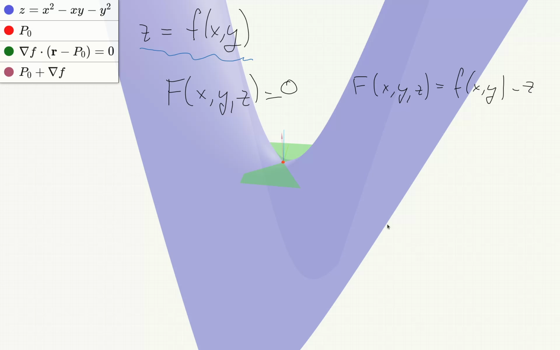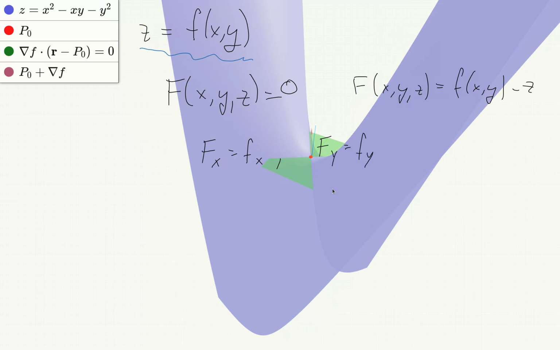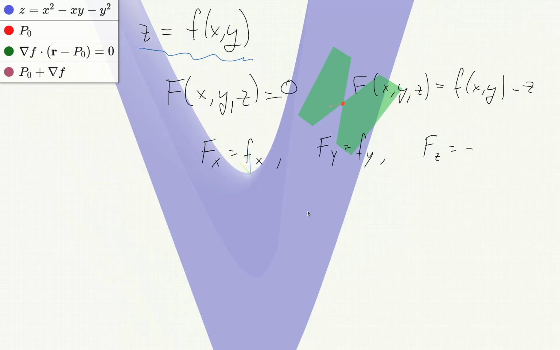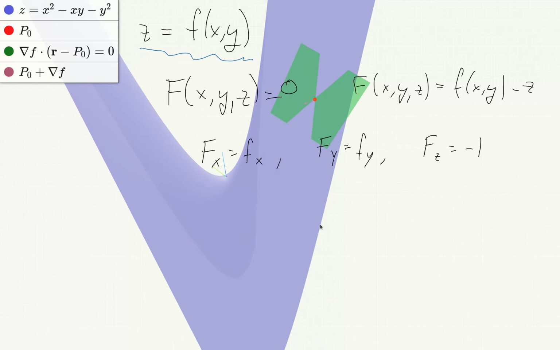So if we take the partials of big F with respect to x, y, and z, then the partials of big F with respect to x and y are the same as those of little f, and then the partial of big F with respect to z is -1. And so we get the following.